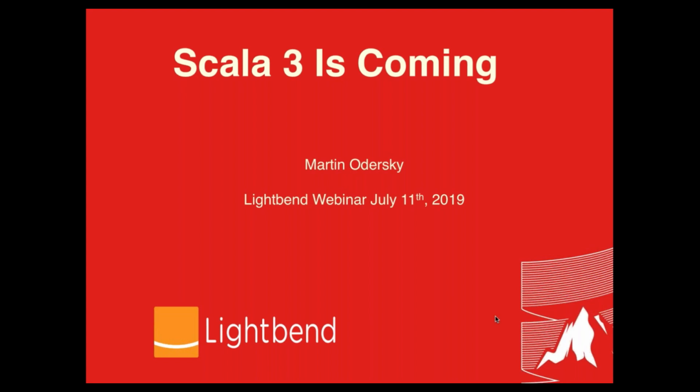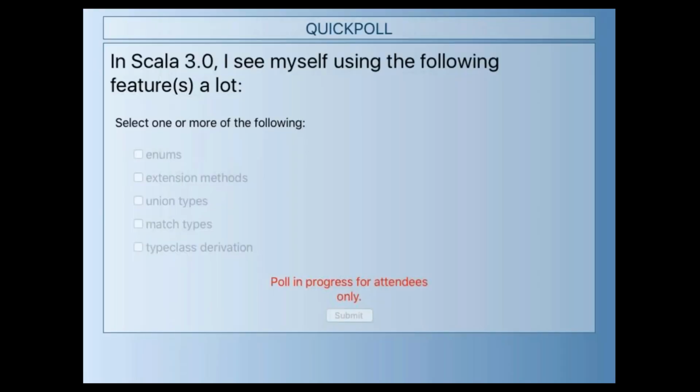While I introduce today's session, which has a lot to cover and should last about an hour, I'd like to ask our audience a quick poll question. In Scala 3.0, I see myself using the following feature or features a lot.